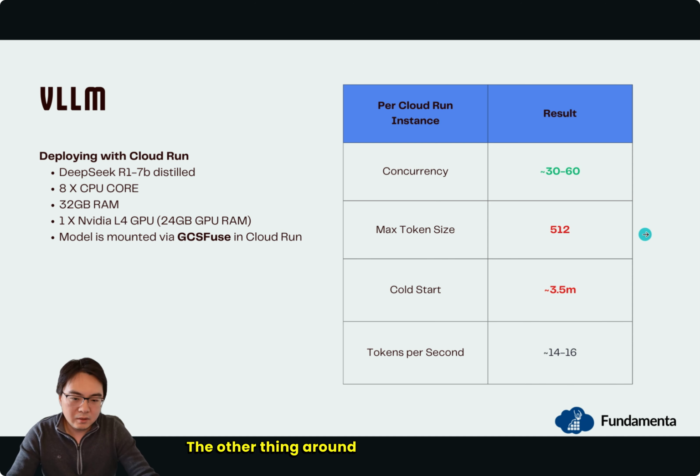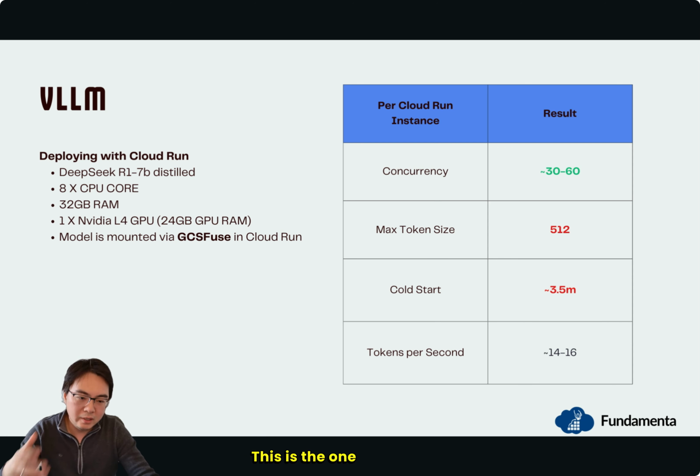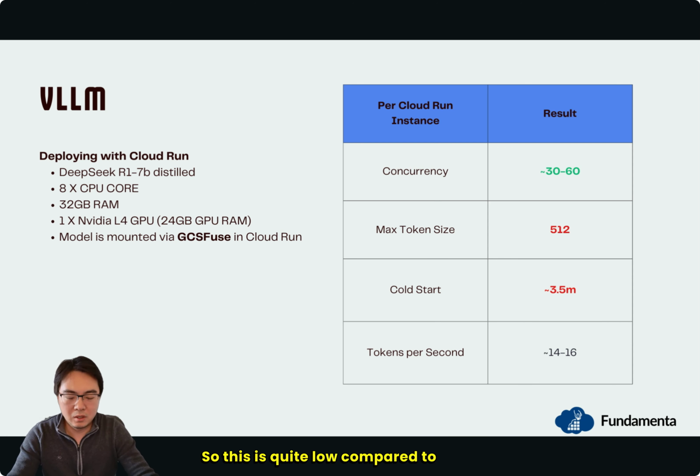The other thing around this is the max token size. I realized with the vLLM default setup, I've tried to change a few things on the maximum return token on one of the other ones. I can't remember the details, but it can't pass beyond the maximum token size. So this is the one that returns an output beyond 512 tokens, right? This is quite low compared to Ollama, which can do above 2,000, which is much more usable.